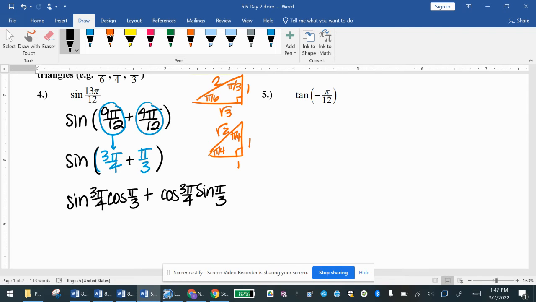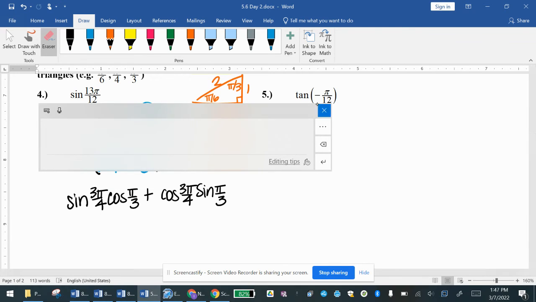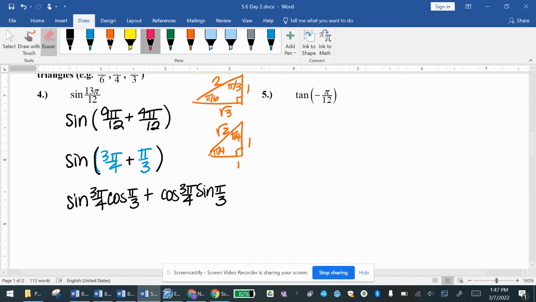Now, one of the things that we did in the previous lesson that I strongly recommend is writing yourself a little note about what quadrant these angles are in. So 3 pi over 4 is in quadrant 2 and pi over 3 is in quadrant 1. That'll just help you remember whether you're going to use a positive or a negative depending on whether they want sine or cosine.